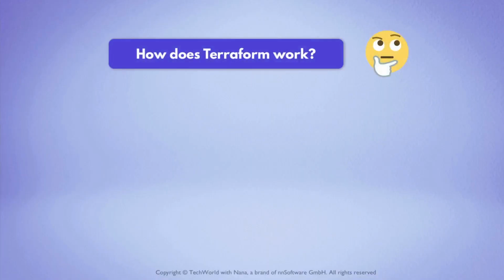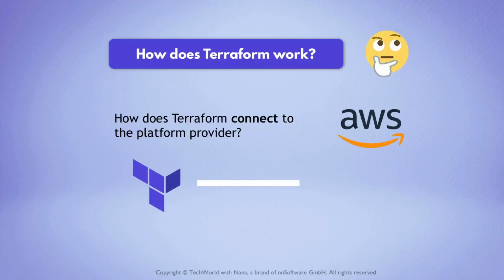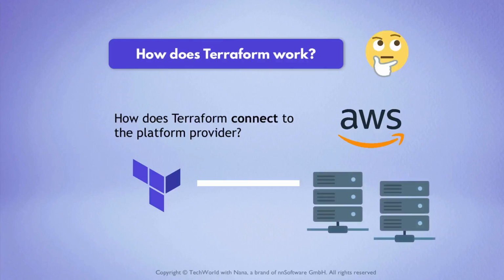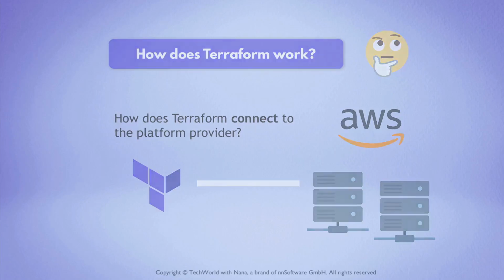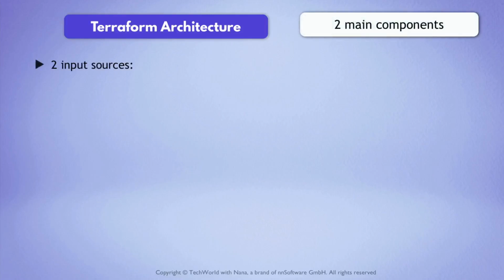So how does Terraform do all this? How does Terraform actually connect to these infrastructure provider platforms and use all these technologies to provision stuff? So for example, how does Terraform connect to AWS to create virtual space, start EC2 instances, configure networking, etc.? In order to do the job, Terraform has 2 main components that make up its architecture. The first one is Terraform's core.